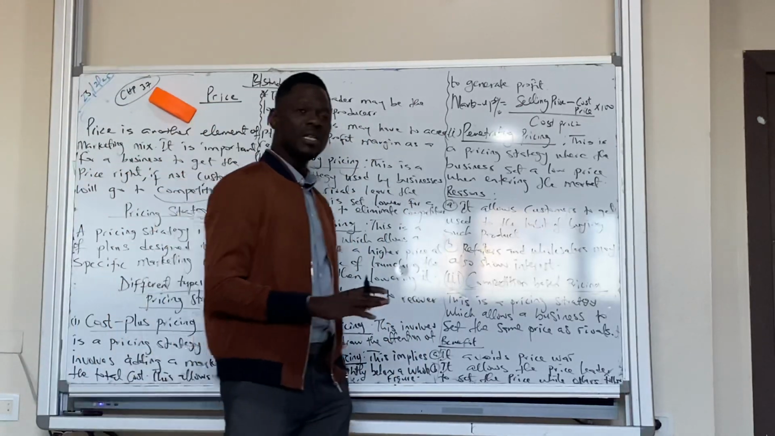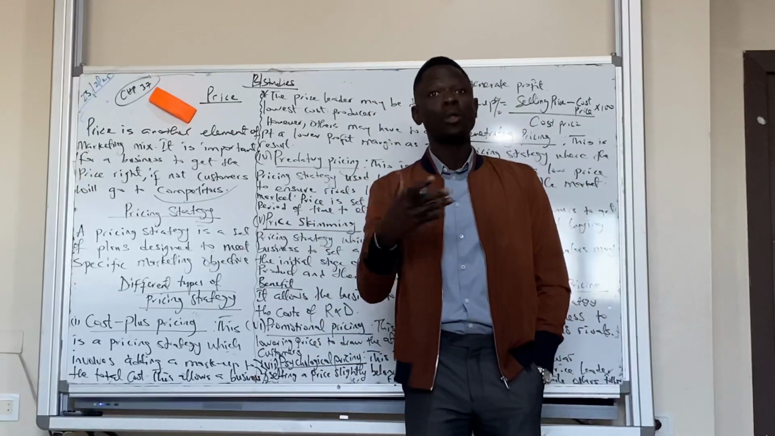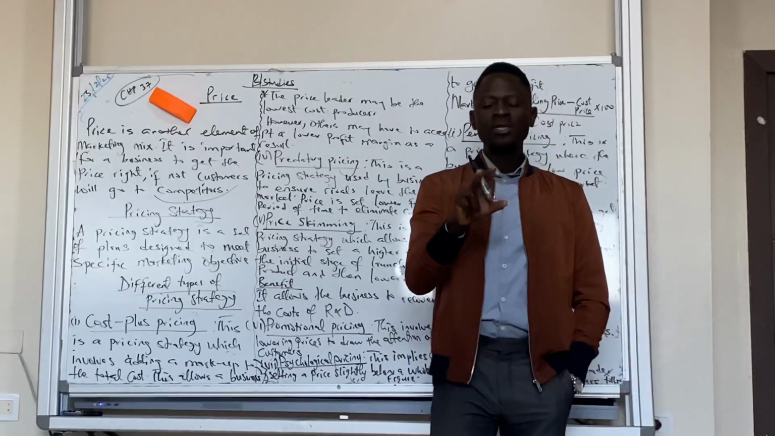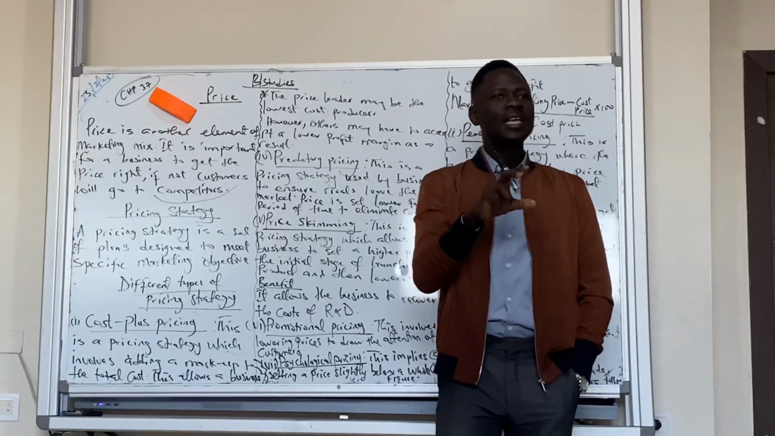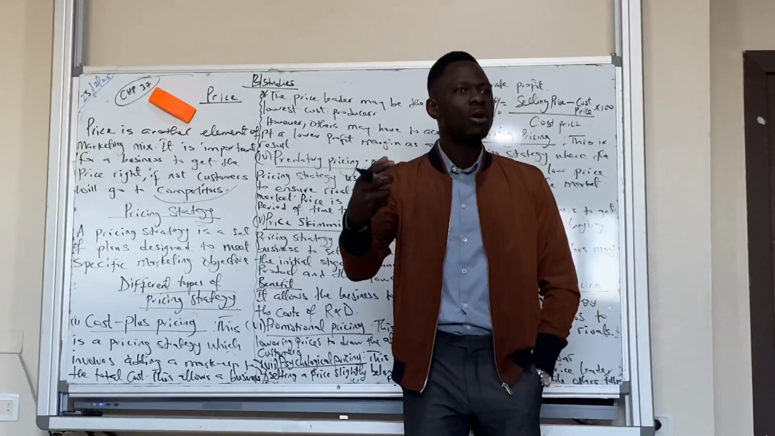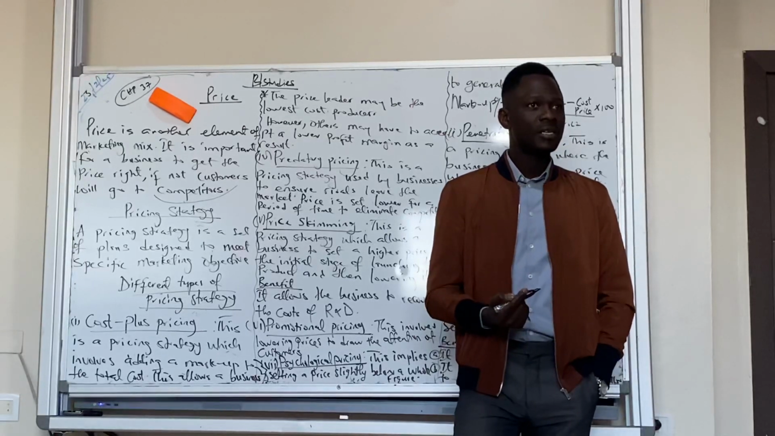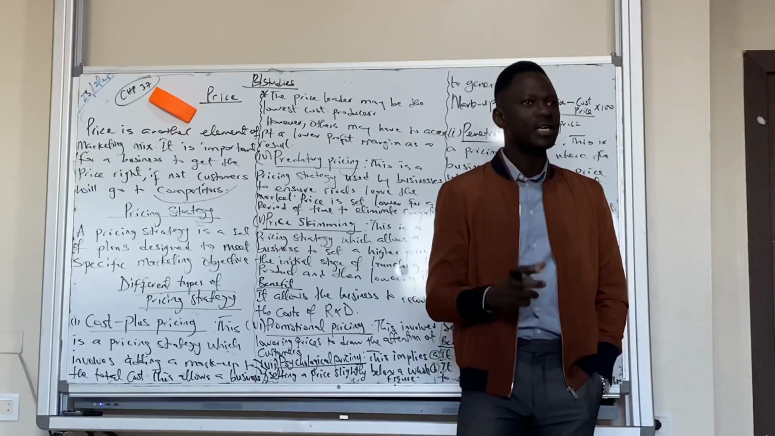Then we have price skimming. For price skimming, it means the business is setting a higher price when you are initially entering the market or launching the product. Most of the time, businesses do this, especially in pharmaceuticals. They do this because they have to recover the cost of research and development. And they have a patent already. So their government gives them that privilege.